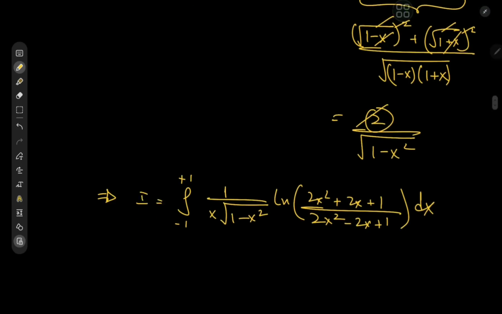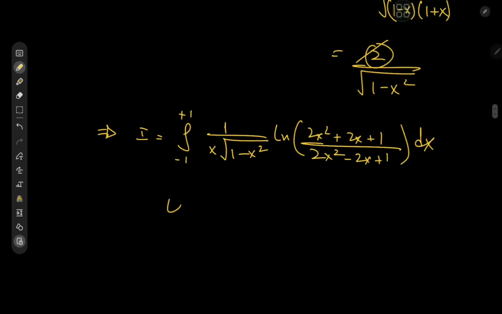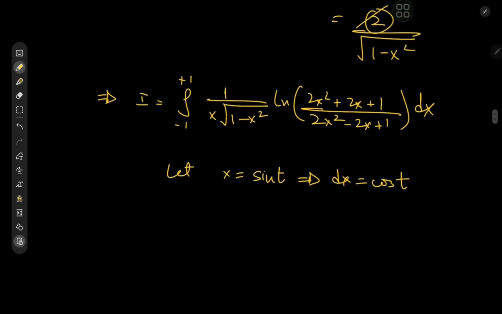Now it looks like we could make a nice substitution here, and that is letting x equal sine of t, which implies that dx equals cosine t dt. And by that token, we have I equal to, as x tends to -1, we need t to approach negative pi by 2.